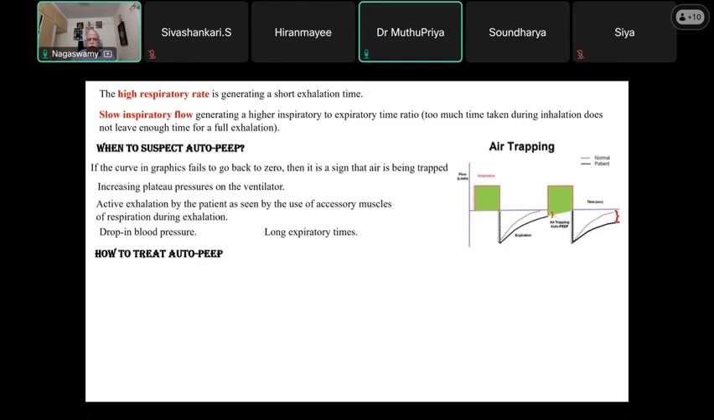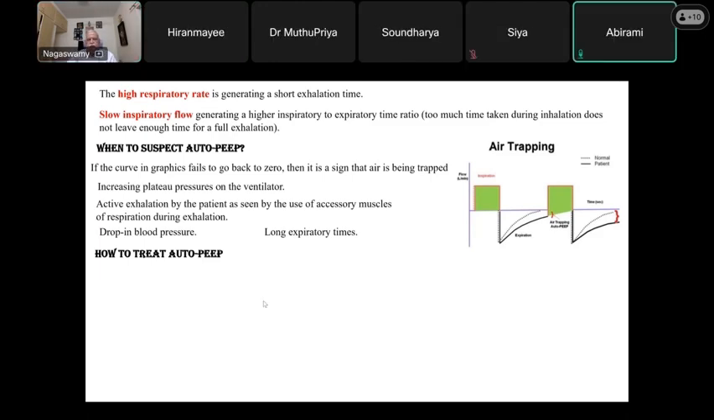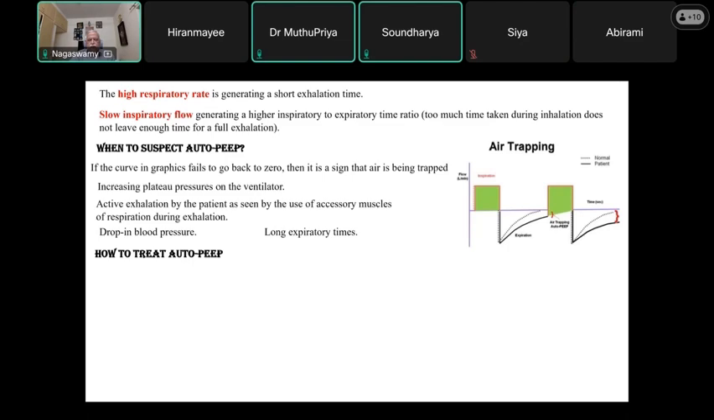So how do you treat auto PEEP? Increase the I:E ratio, sir. Huh? Increase the exhalation time. Increase the expiratory time. Okay, very good. The I:E ratio can be altered.